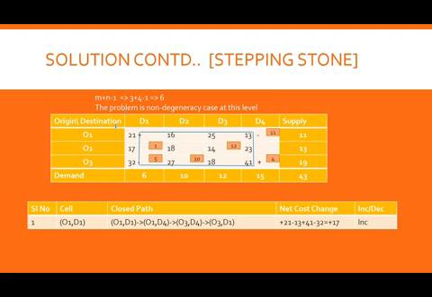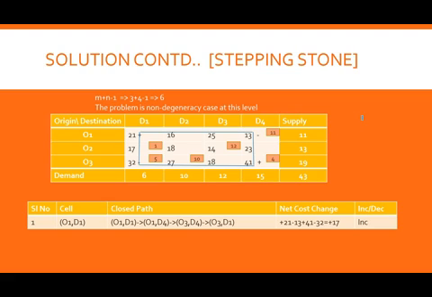3 plus 4, where 3 is the number of rows and 4 is the number of columns, minus 1. 3 plus 4 is 7, and 7 minus 1 is 6. Do I have 6 allocations? 1, 2, 3, 4, 5 and 6. So 6 allocations are there. Fine. So this is the non-degeneracy case, and we go about optimizing.